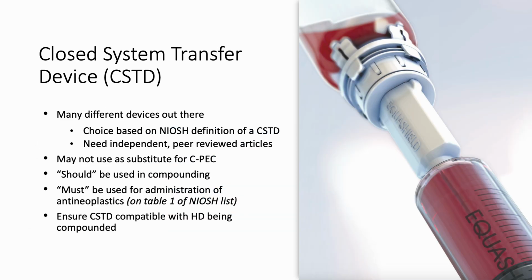Closed system transfer devices, or CSTDs, are used to prevent contamination of the employee as well as the environment. There are many different types of devices out there on the market, and the choice needs to be based on the NIOSH definition of a CSTD, and also on ensuring that there are independent peer-reviewed articles to back the claims of the CSTD. Basically, the NIOSH definition of the CSTD is a device that will help prevent hazardous drug contamination getting outside the unit, as well as preventing microbial contamination getting within.